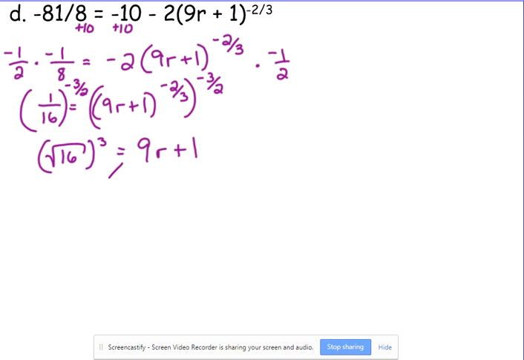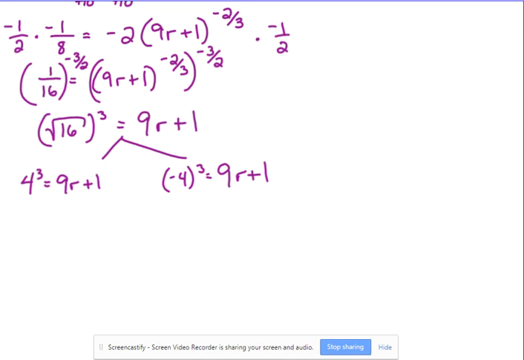The square root of 16 has two choices. We can have positive 4 and we can have negative 4. So positive 4 is cubed, that's 64. So subtract 1, 63 is equal to 9r. That's not 4, that would be 7.